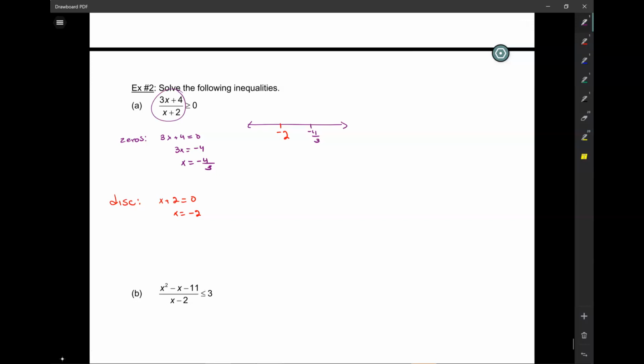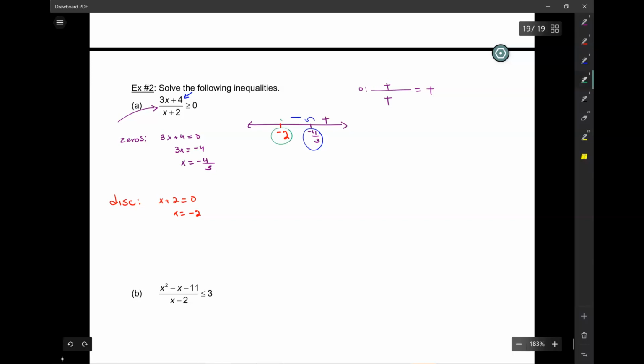So when I pick regions, or when I pick points from my regions, I'm going to plug them into here. Okay, my favorite number is 0. Let's plug in 0. In the numerator, I get 3 times 0 plus 4, so I get positive. In the denominator, I get positive. Positive over positive is positive. Now, the rest of this, we're going to do using multiplicities. Okay? All right, crossing over here, right? Where did the -4/3 come from? Here. Odd multiplicity, changes sign, minus.